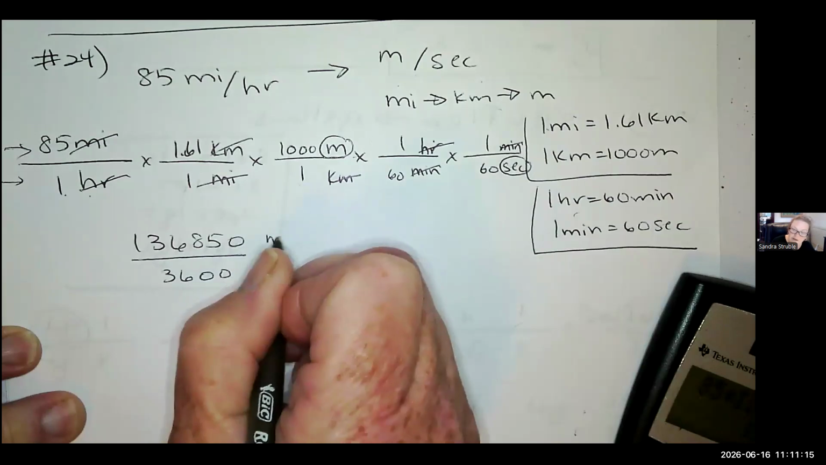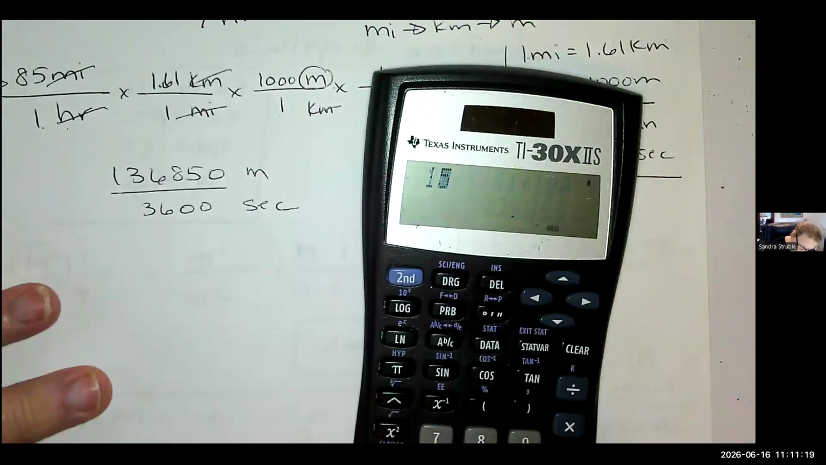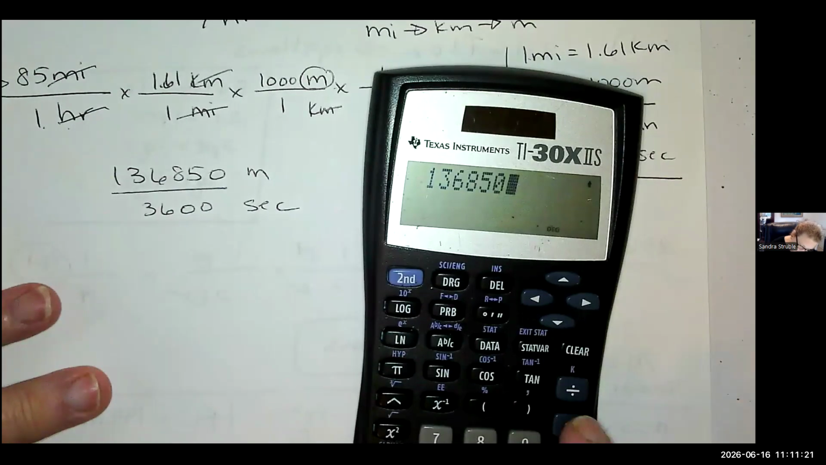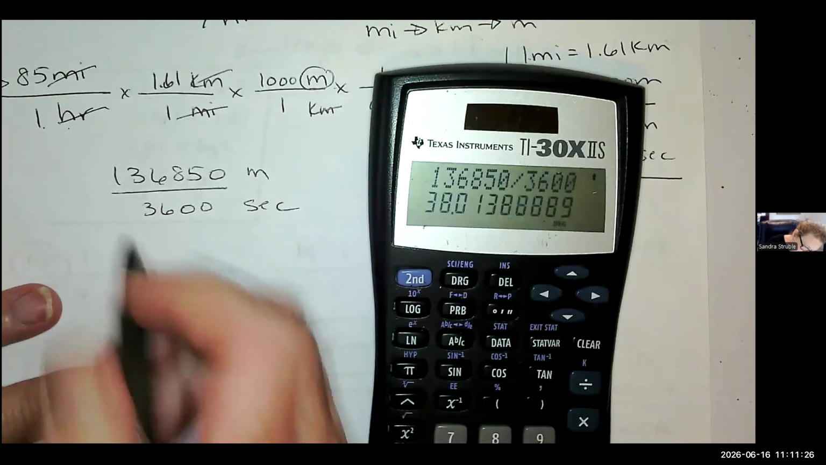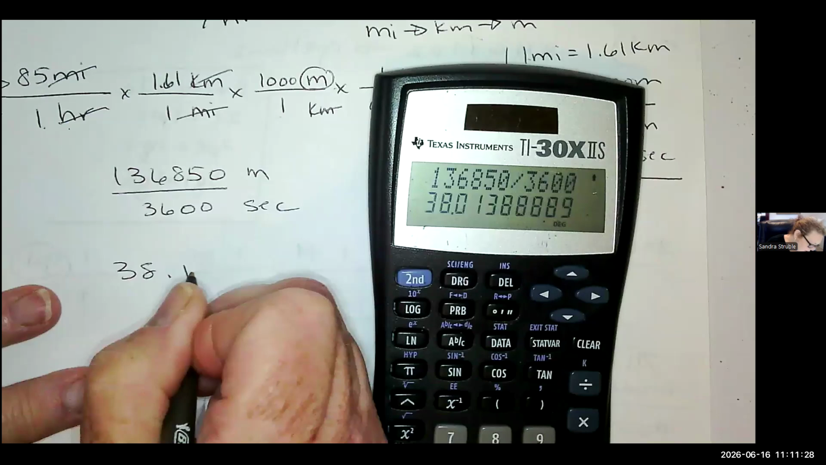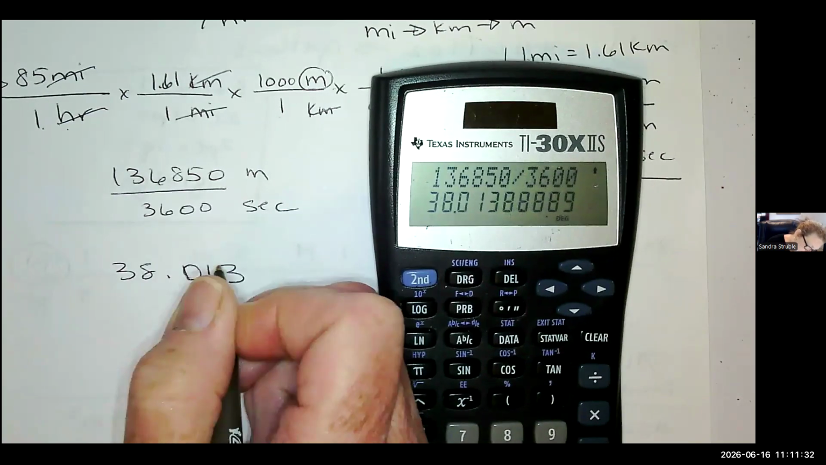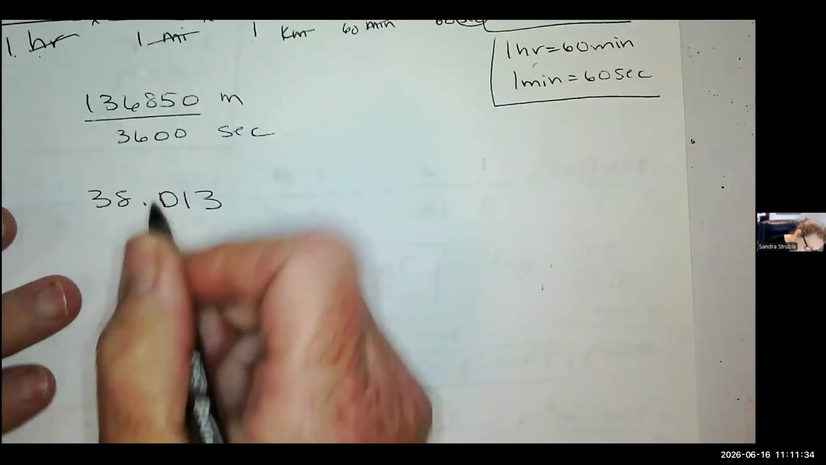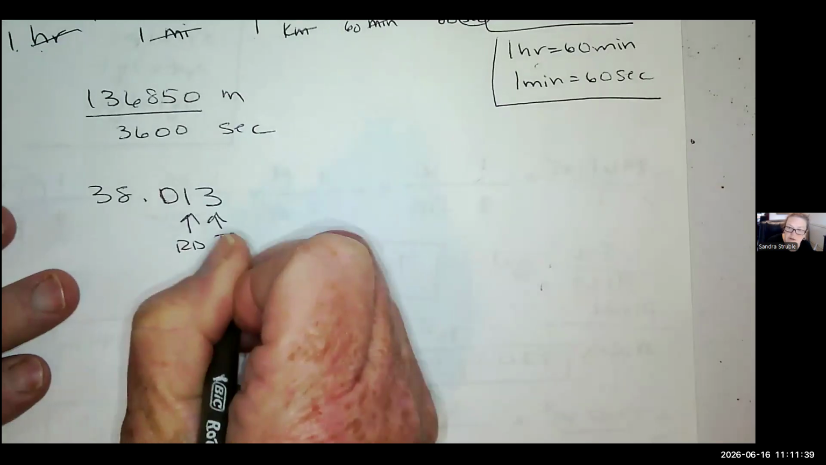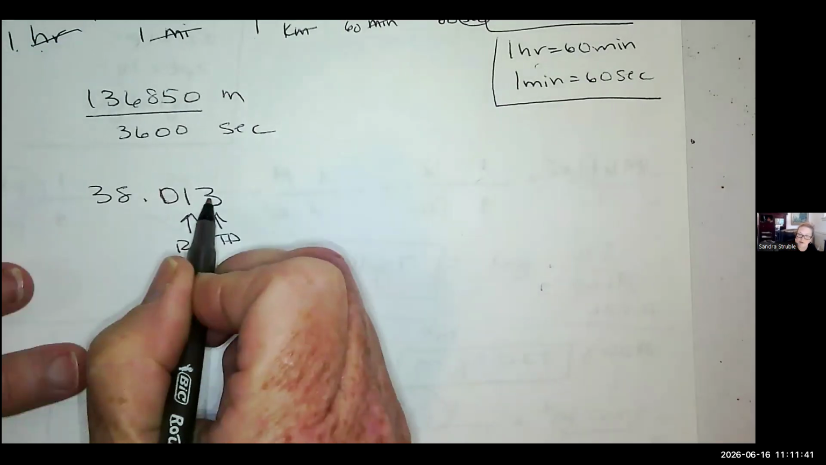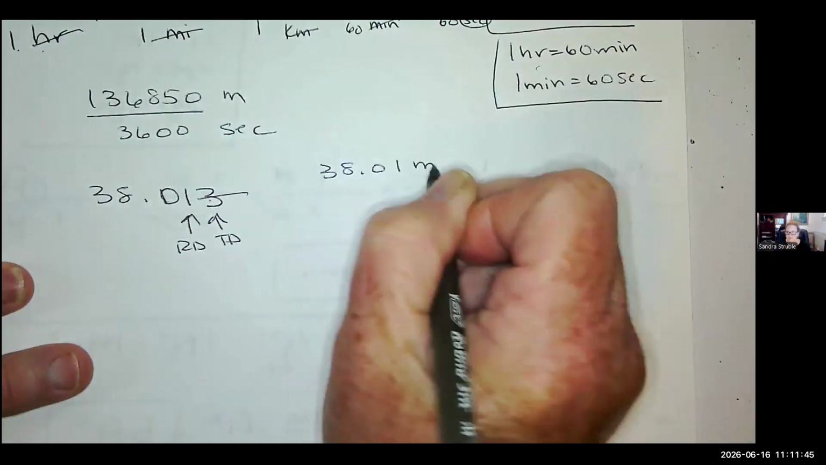And now we just need to divide. And that's 38.013 because we're going to the hundredths place. All right. This is my rounding digit. This is my test digit. My test digit is not 5 or greater, so it's gone. My answer is 38.01 meters per second. That's it. Let me know what questions you have.